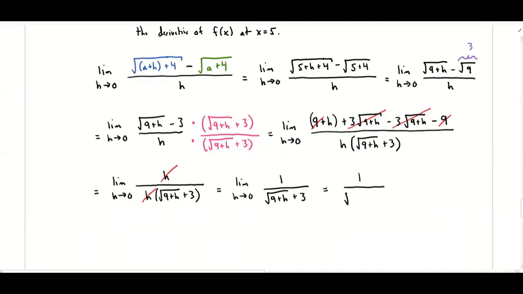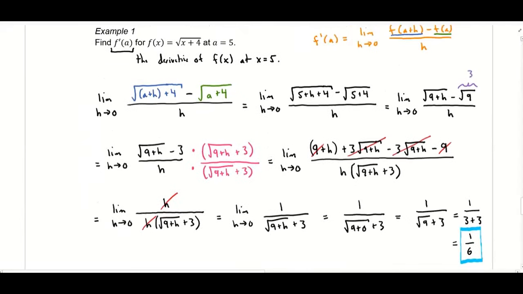And I'm going to get 1 over the square root of 9 plus 0 plus 3, which gives us 1 over the square root of 9 plus 3, which is 1 over 3 plus 3, or 1 over 6. So this quantity, this limit, is the derivative of our function at x equals 5. Or in other words, what the derivative represents, or what it shows us, is that this is the instantaneous rate of change of my function at the point x equals 5, or when my x-coordinate is 5.